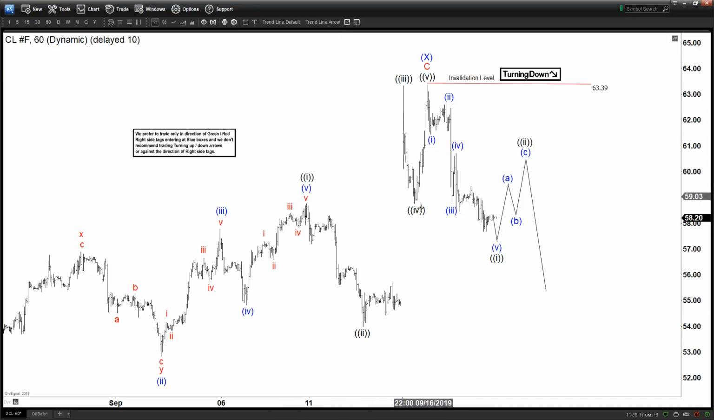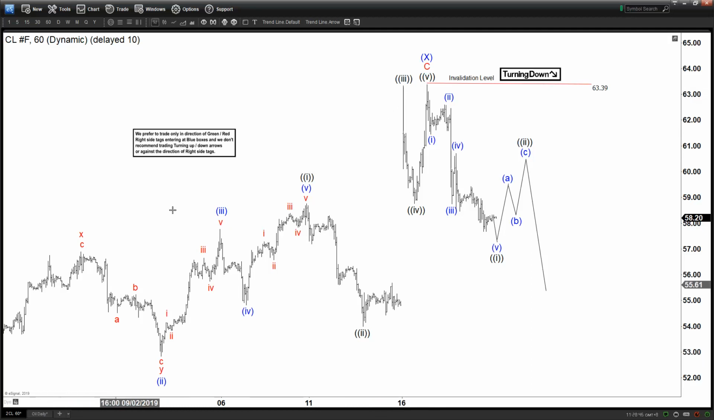So the gap here, obviously, as you guys know, was because of the weekend news that Saudi Arabia oil facilities got attacked by the drones, right? It gapped up around almost 20%, and then formed a top at 63.4, and since then it has started to come back down.